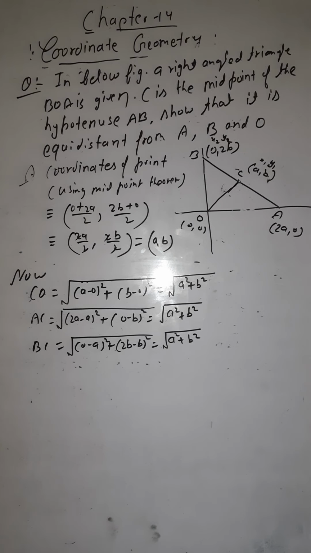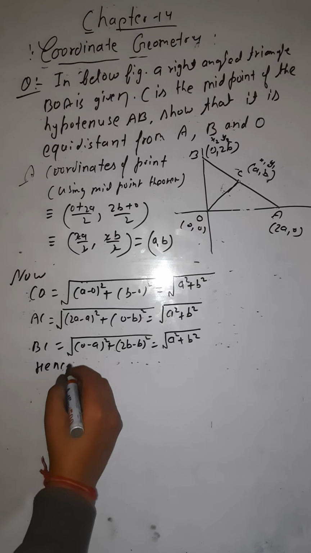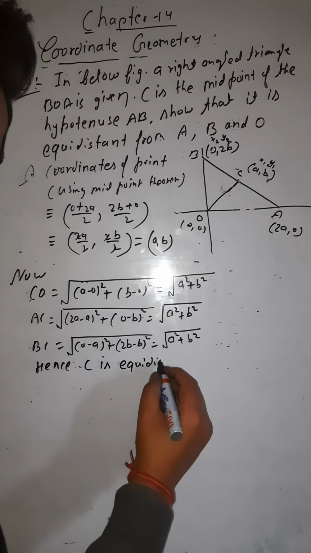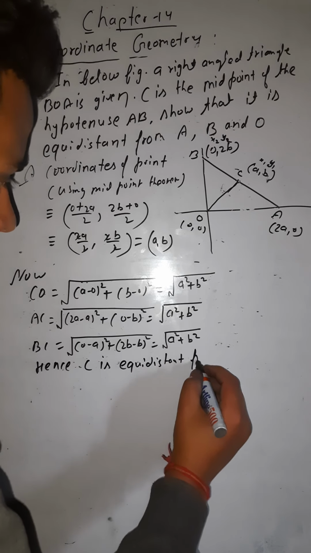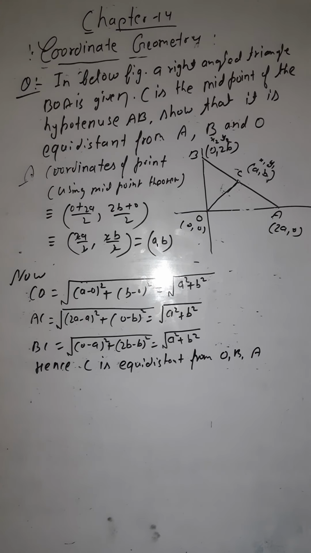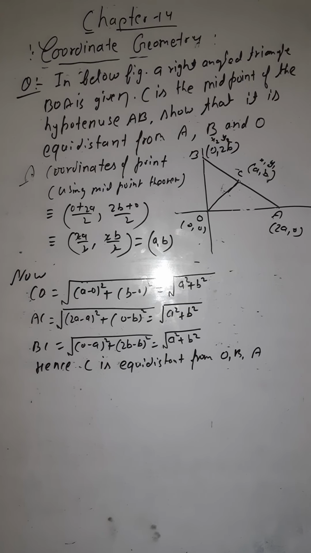So hence you write here, hence C is equidistant from O, B, A. Okay, all the distances are the same. So this is how we would solve the question related to the midpoint theorem and related to the centroid one.